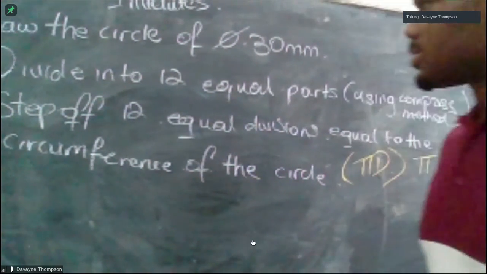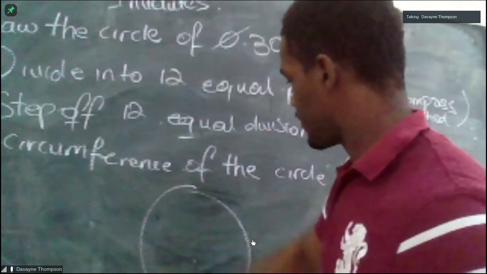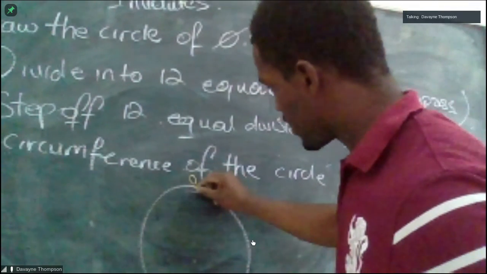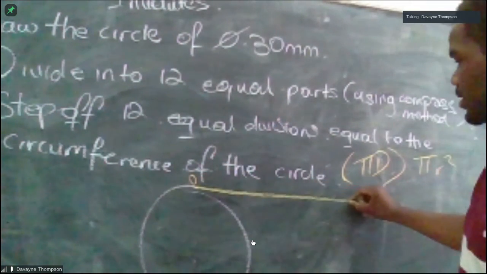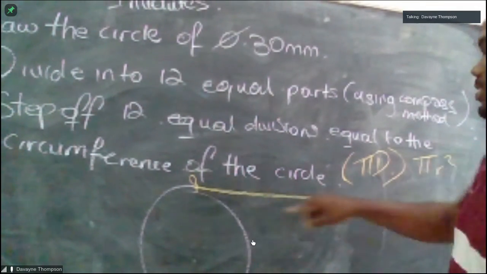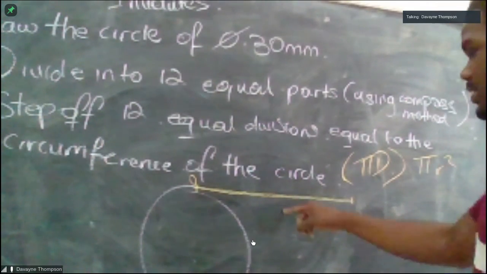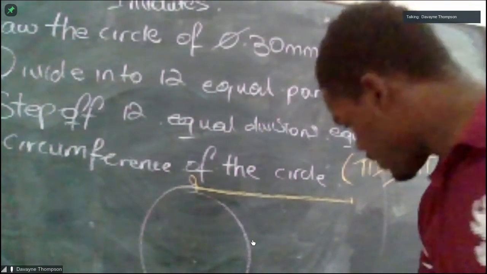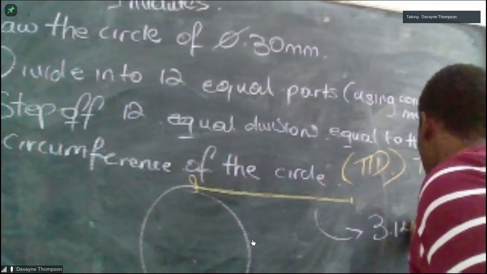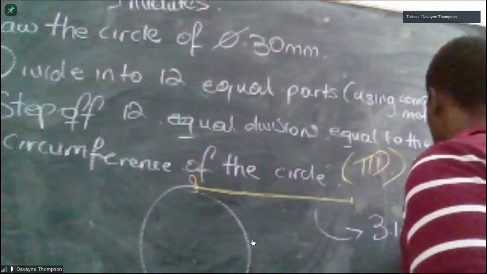Okay? So, you're going to draw a line therefore. Here's a circle. You're going to draw a line from point 0 up here all the way out here. That is the distance of the circumference. You can calculate the circumference by saying 3.14 times 30. So this distance is really 3.14 multiplied by 30. What is that answer?